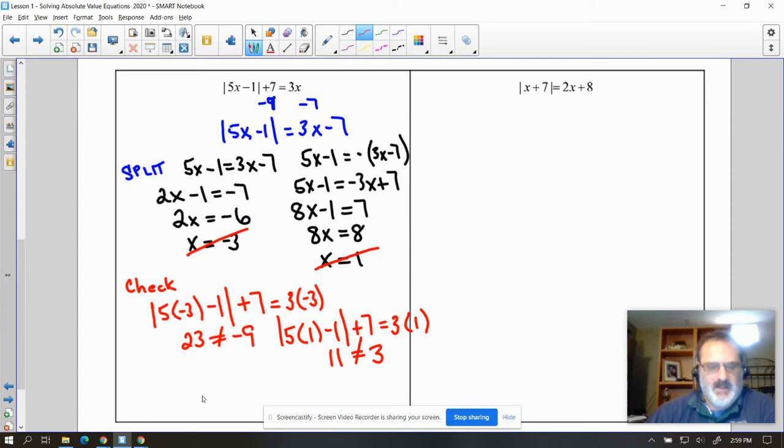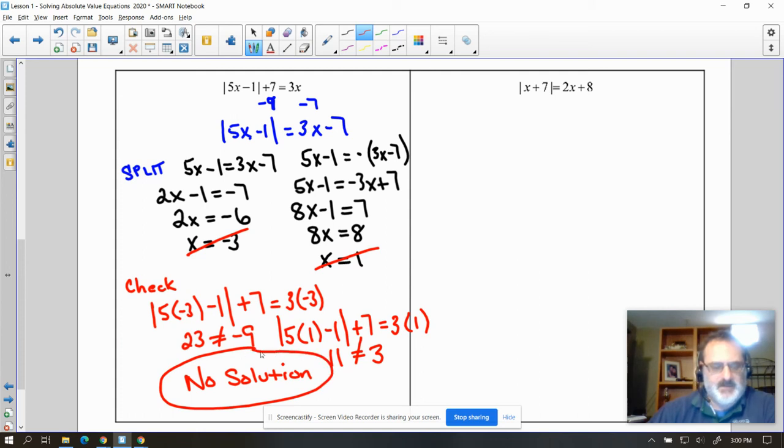So here I don't just have one extraneous solution. Both of my solutions are extraneous, so there is no solution. Both my answers turned out to be bad answers. So that's why it's very important that you check your work.